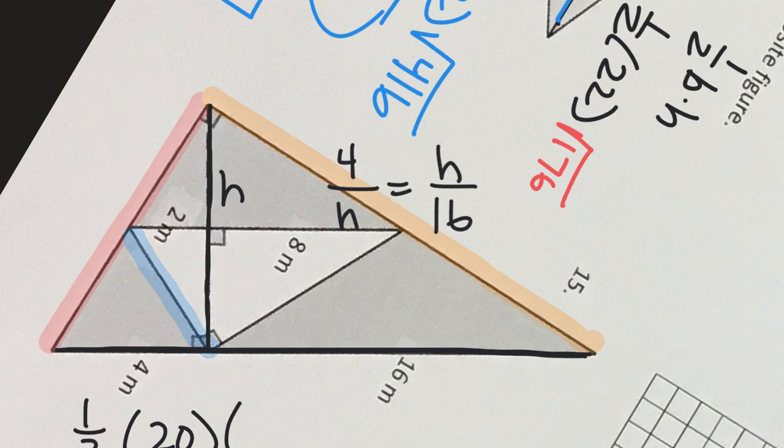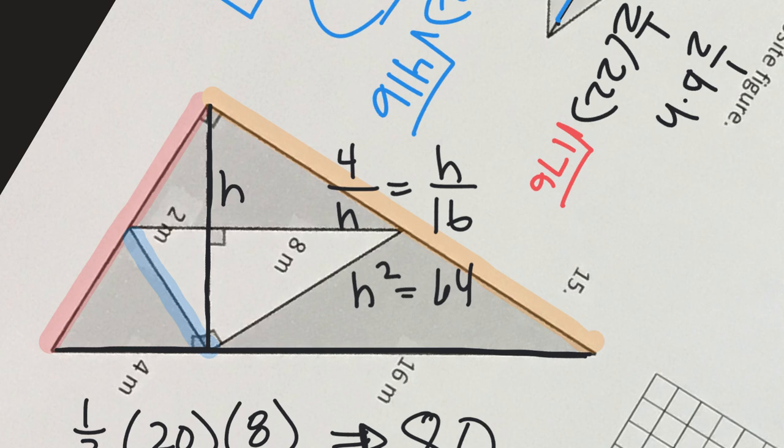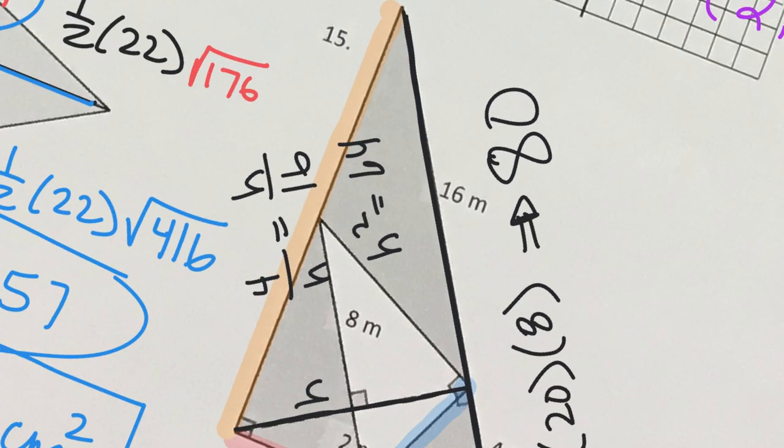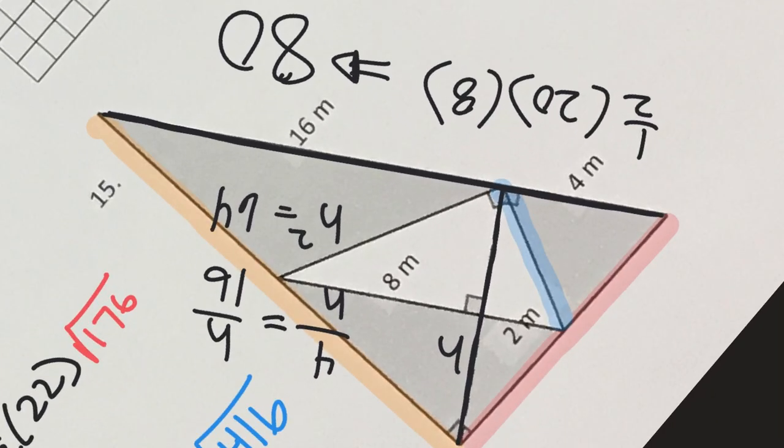Okay, and when you do this cross multiplication, we get h squared equals 64. So the height is going to be 8. So the whole entire outside triangle, the gray triangle, has an area of 80. So now that we have the gray triangle, we have to find the area of the white triangle.